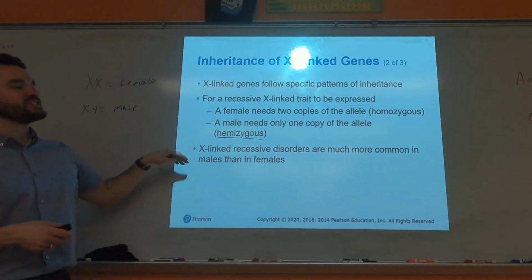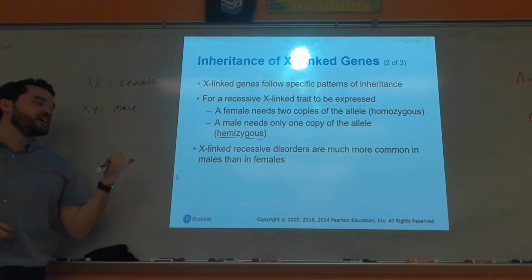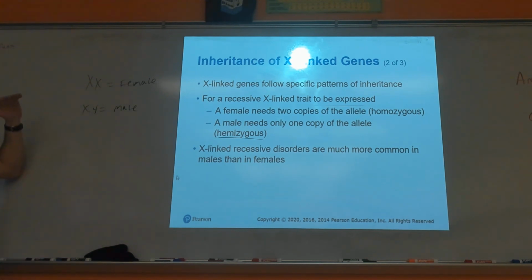This is also why X-linked disorders are much more common in males. Because males only get one copy of the X chromosome, if you have an issue with your X chromosome, that's a big issue. Females get two copies of the X chromosome, so if they have a defective gene on one of their X chromosomes, they have like a backup one. They have like a spare tire, essentially.